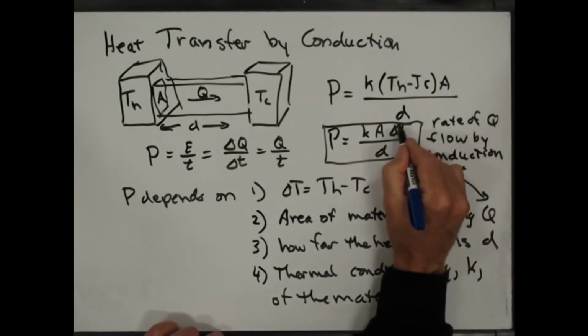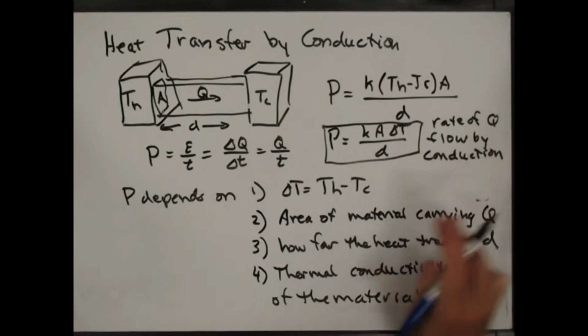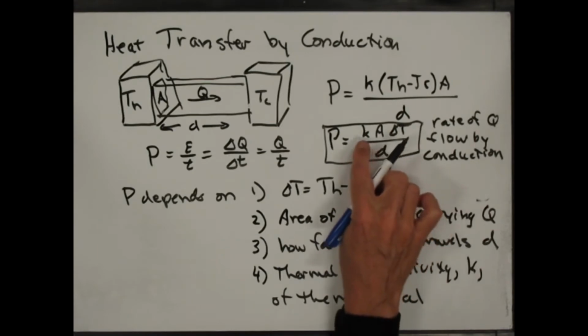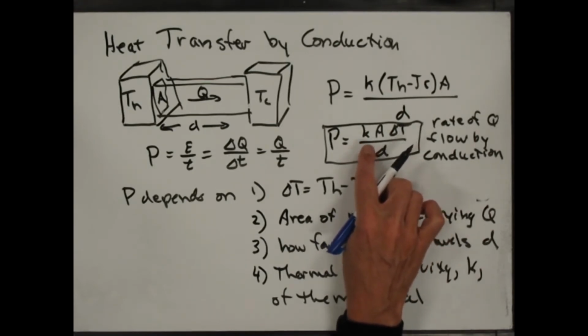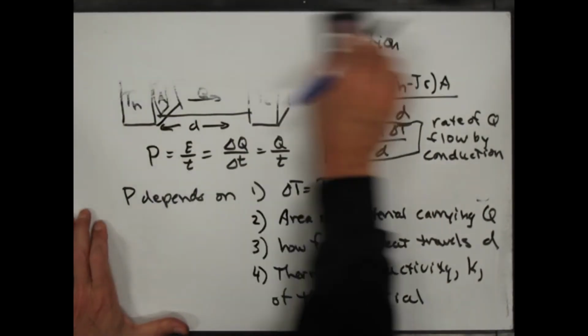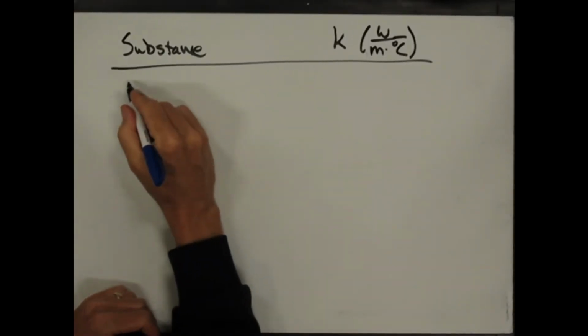It's the rate of heat flow by conduction. And so I'll write down a few Ks for different materials, and then we'll do an example. So we'll do a few substances here.